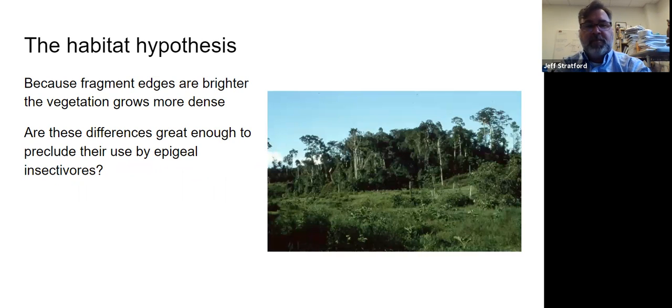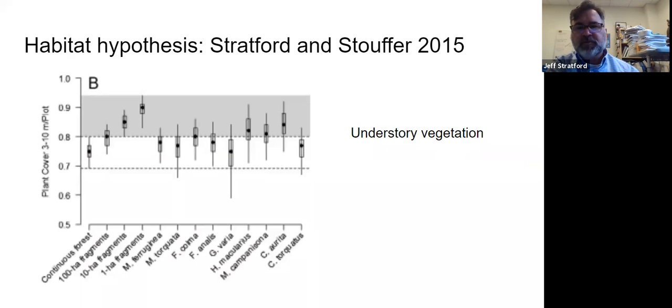Okay, I looked at the habitat hypothesis for my master's thesis, and the idea is if these forest fragments are brighter, then vegetation has more light and you should have essentially more lush vegetation. So the question is, is it too thick for epigeal insectivores? So I ran around these forest fragments and measured vegetation, 28 variables, and had hundreds of samples. And then I also compared these to sites where I observed birds actually foraging. So we have vegetation of where birds forage compared to what's available in forest fragments. And then I also had random sites in continuous forests. So here are my results.